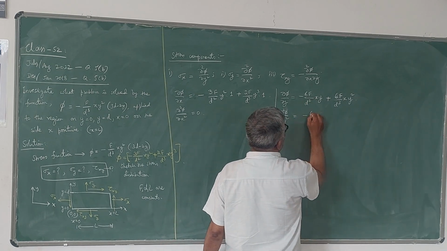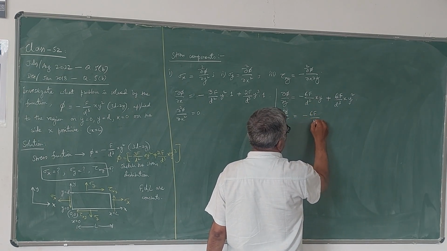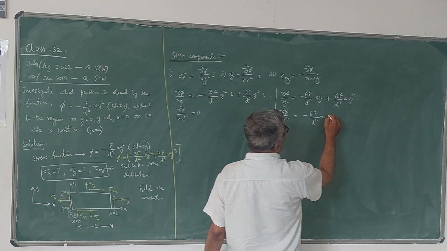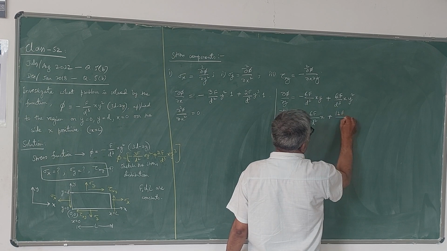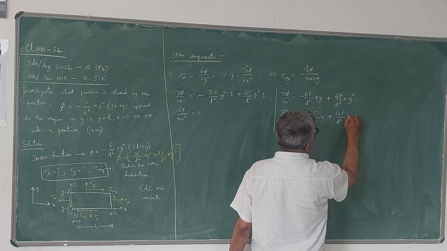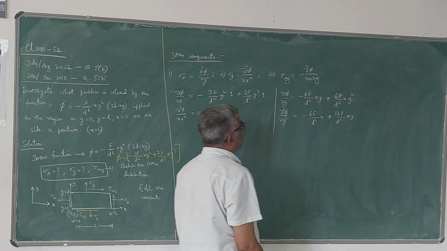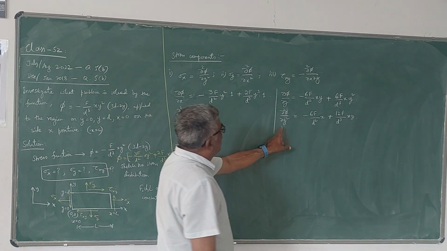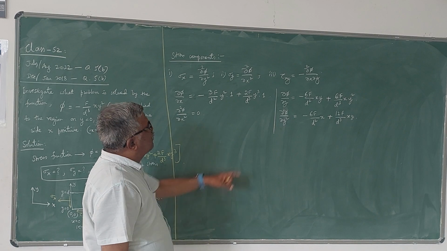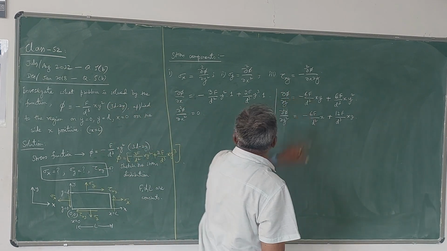So here it becomes minus 6f by d square into x, plus here 2y, that means 12f by d cube into x square. So here please note that it is not 0. Here it is 0 and here there is 0. Next, we need one more derivative. One more derivative I need. So what will I do?